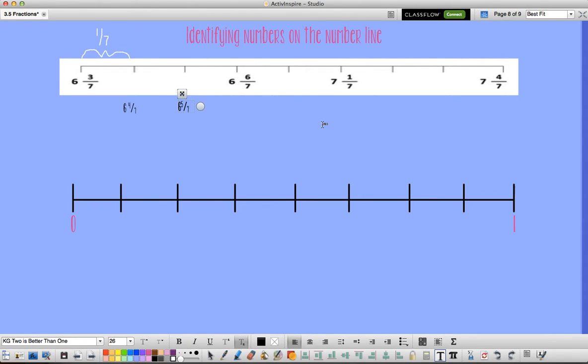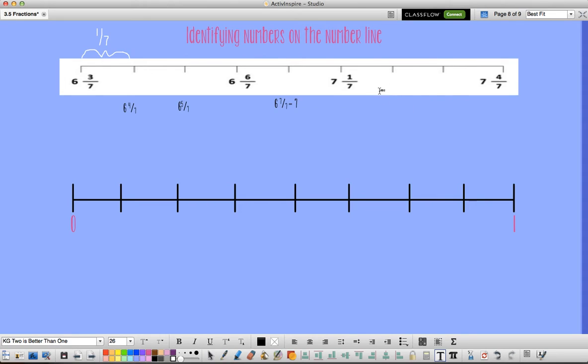Okay, and then now we get to 6 7/7, of course, would be the next one. But we know that 7/7 actually means 1 whole. So it's not that it's 7/7 because this is 6 and then another whole group. So this would actually be 7. So that's why the next number goes to 7 1/7.